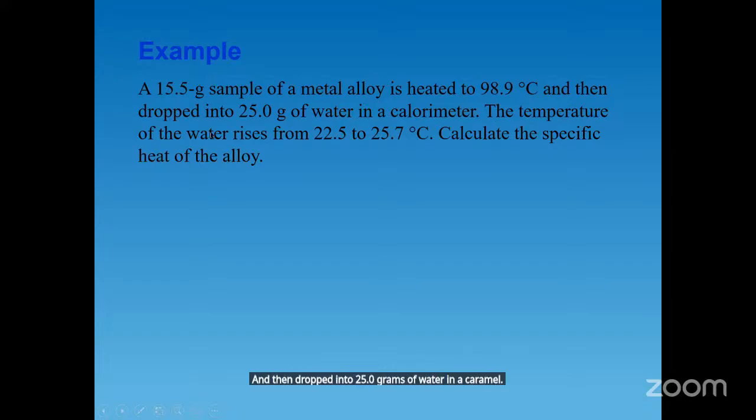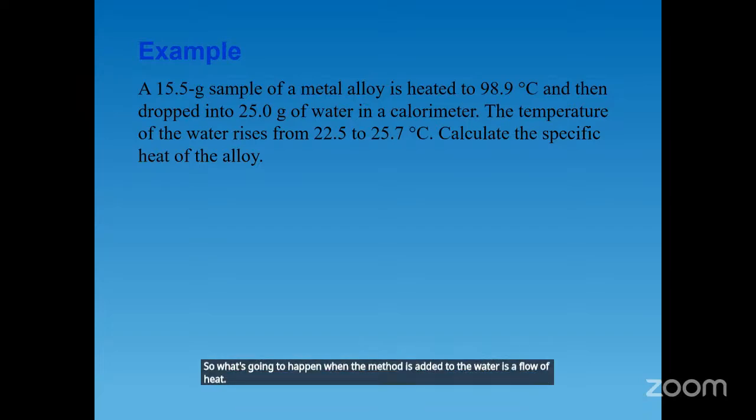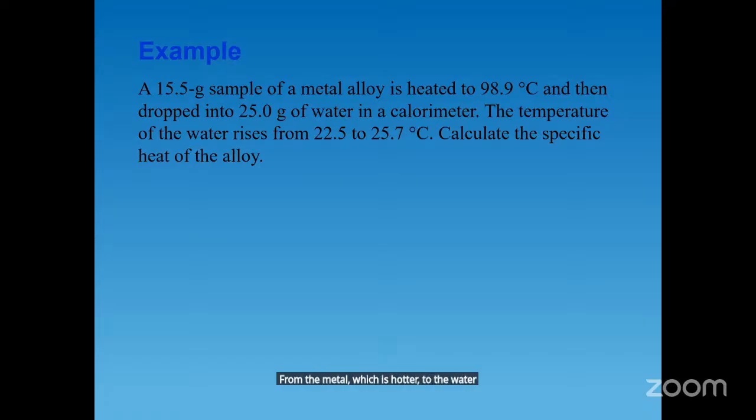The temperature of the water rises from 22.5 to 25.7 degrees Celsius. So the question is asking for you to calculate the specific heat of the alloy. So let's see what's happening here. We start off with a metal at a high temperature, 98.9 degrees Celsius, right? And we have water at a lower temperature, which is 22.5 degrees Celsius, right? So what's going to happen when the metal is added to the water is a flow of heat from the metal, which is hotter, to the water, which is cooler, right?